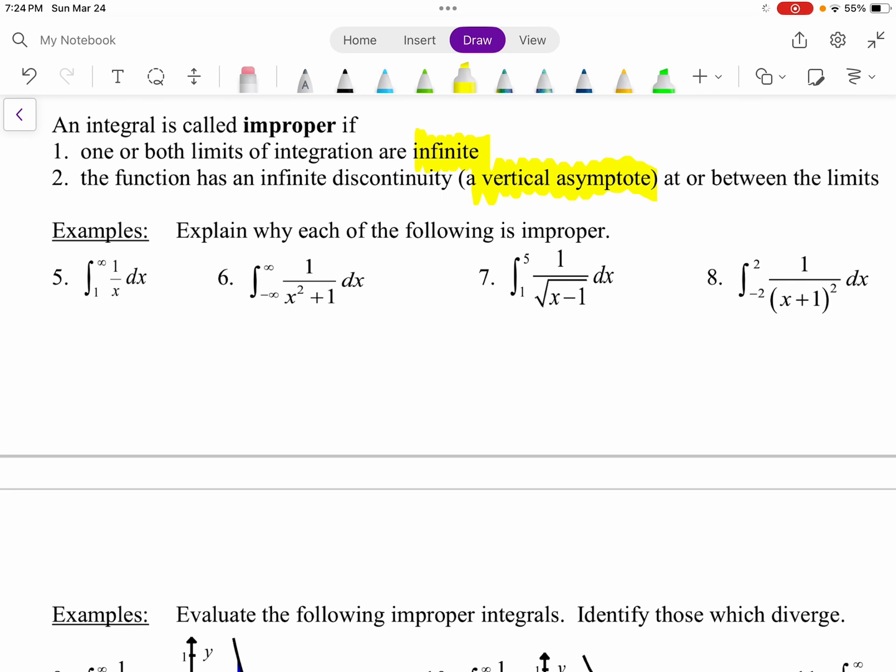So number 5 is an improper integral, right? Because it has a limit. One of its limits goes to infinity. On 6, they both do. One side goes to negative infinity, one side goes to positive infinity.